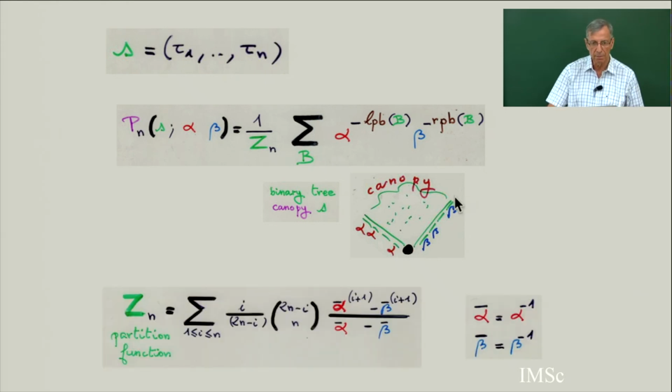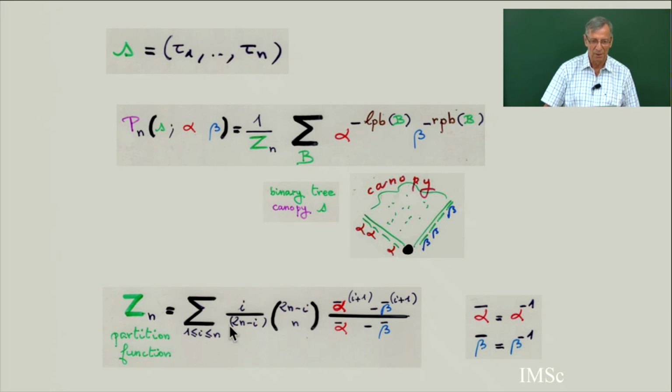And so the partition function is going to be the sum of all this over all binary trees. I claim that this partition function can be explicitly written like this. You have an explicit expression, and I'm going to prove it.